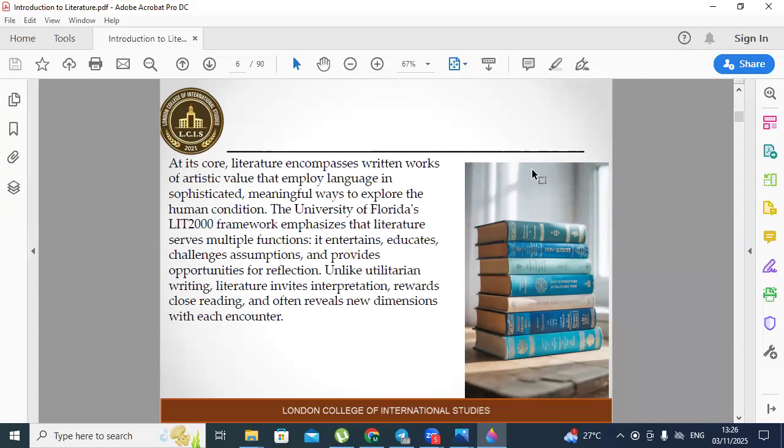Unlike utilitarian writing, which serves a single clear purpose, literature invites interpretation. There is no one correct reading. Literature rewards close reading. The more carefully you examine it, the more you discover. Often, literary texts reveal new dimensions with each encounter. A poem you read at 20 means something different when you return to it at 40, not because the text changed, but because you have.